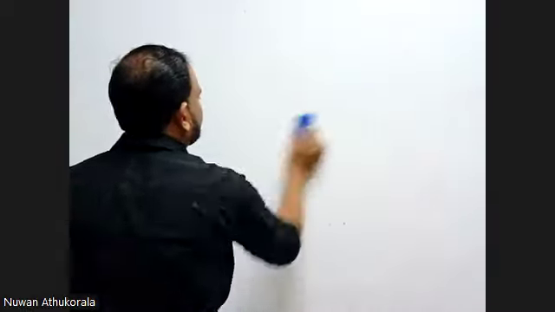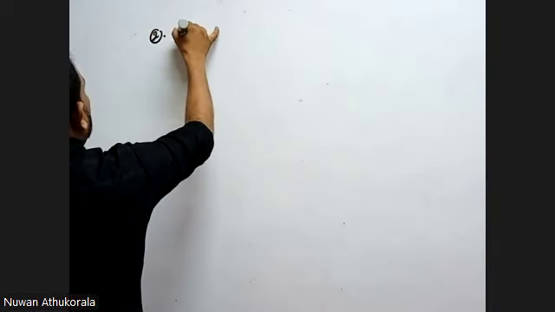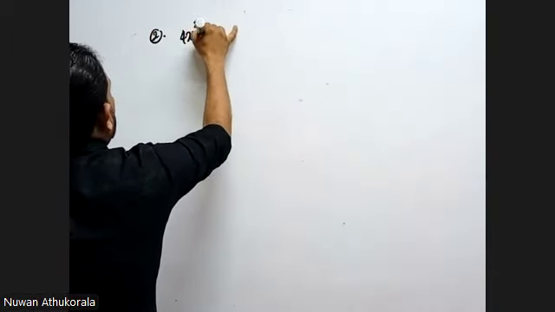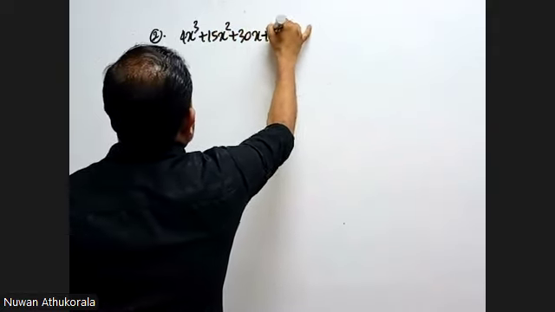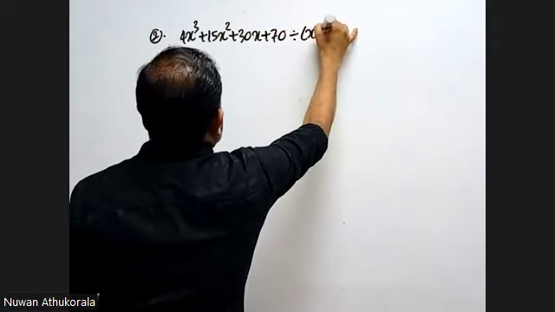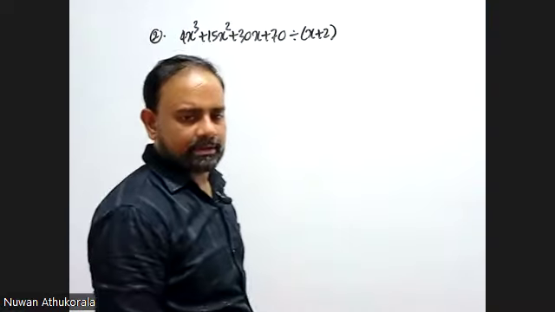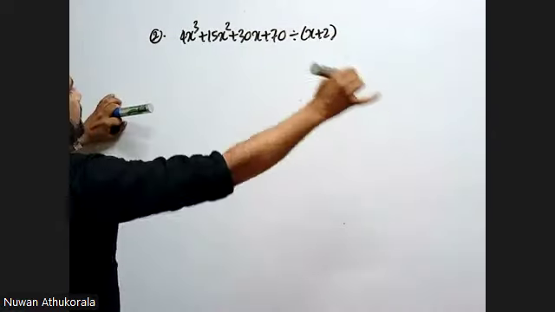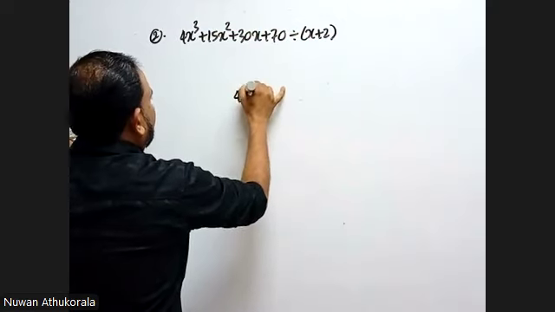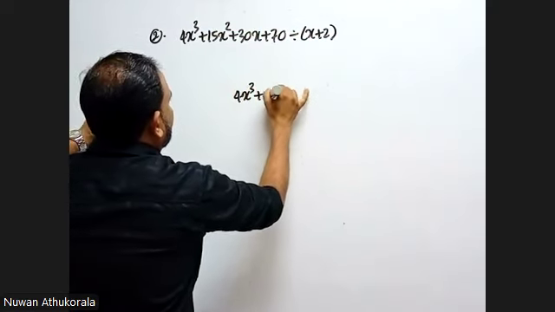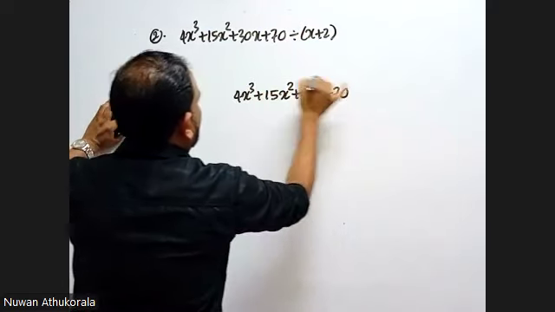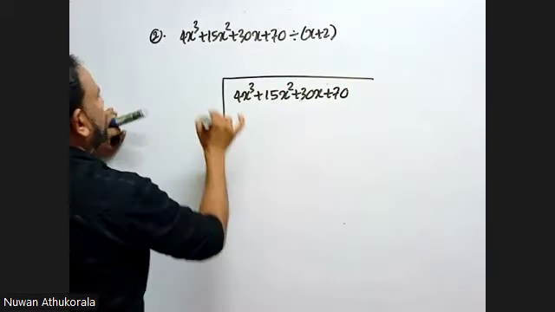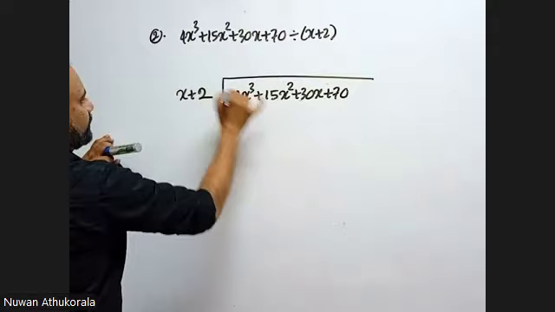Second question. 4x cube plus 15x squared plus 30x plus 70 divided by x plus 2. Right? Dividend is 4x cube plus 15x squared plus 30x plus 70. Divisor is x plus 2.